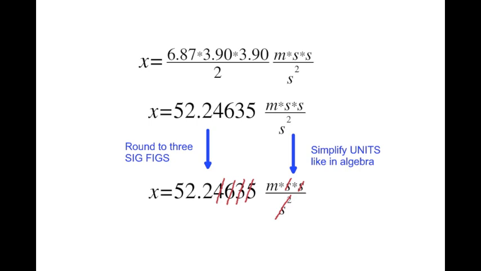So I just plug those numbers into the calculator and I get 52.24635. And then I'm going to want to round that number to 3 sig figs, as I explained in the last video. And so that's going to round down to 52.2. And then for the units, I've got meters and then 2 seconds, units of seconds up top, and then seconds squared, which is the same as having seconds times seconds. And I'm going to cancel those and just be left with meters.